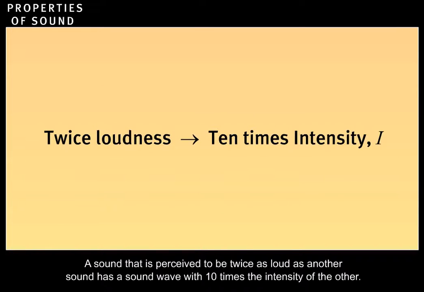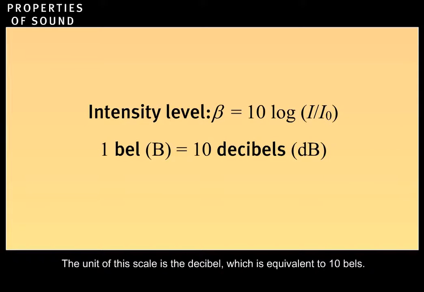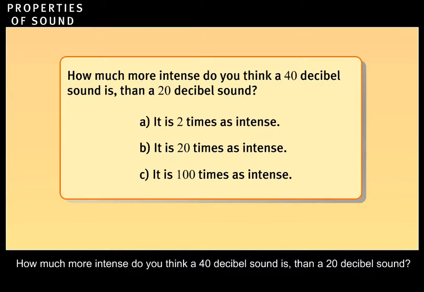A sound that is perceived to be twice as loud as another sound has a sound wave with 10 times the intensity of the other. For this reason, sound intensity levels are specified with a logarithmic scale. The unit of this scale is the decibel, which is equivalent to 10 bells. How much more intense do you think a 40 decibel sound is than a 20 decibel sound?